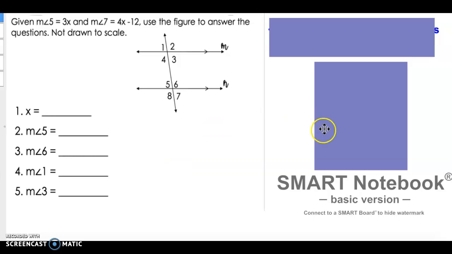All right, today's problem says, given that the measure of angle 5 is equal to 3x and the measure of angle 7 equals 4x minus 12, use the figure to answer the questions, not drawn to scale. First, we have to look at our figure.